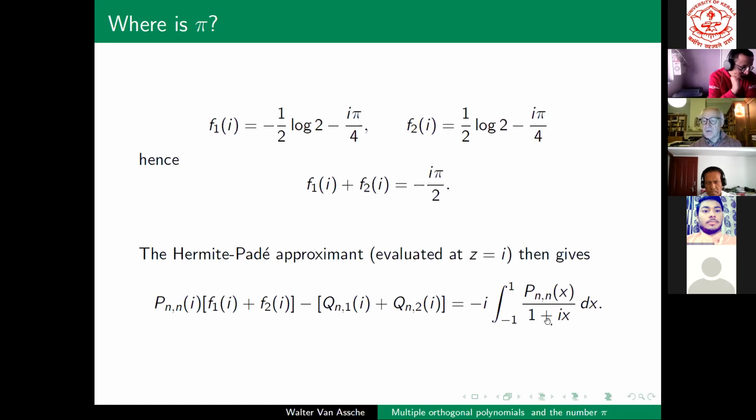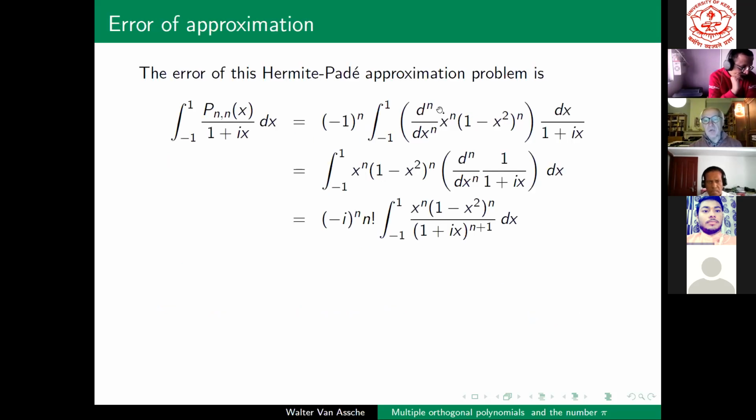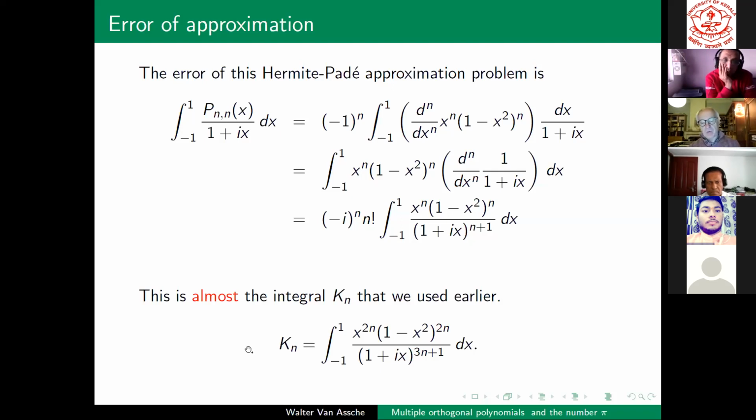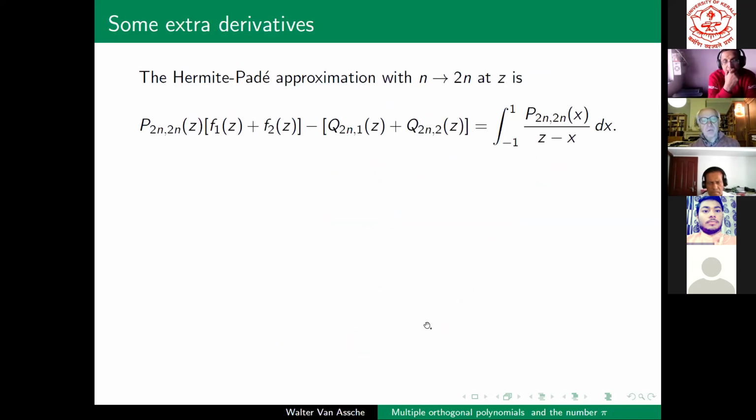And then we can look at the error that we make. For the error, I can use the Rodrigues formula and do integration by parts. Integrated terms will always cancel at the points -1 and 1 because those are the zeros of this expression over here. So if I do this n times, I move the derivative to this factor, 1 plus ix over here. And this one I can differentiate easily, and that will give me this expression. This starts to look like the expression for the integral kn that we had before. So this was the kn. The only thing that changes is that this n and this n should be a 2n, and this n in the bottom should be 3n. So I have to do a little bit more work.